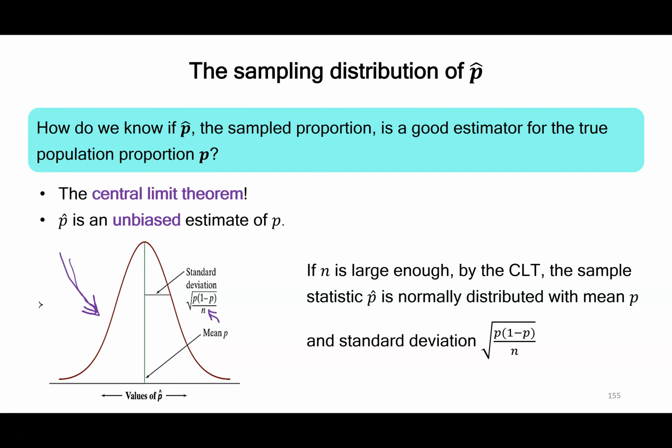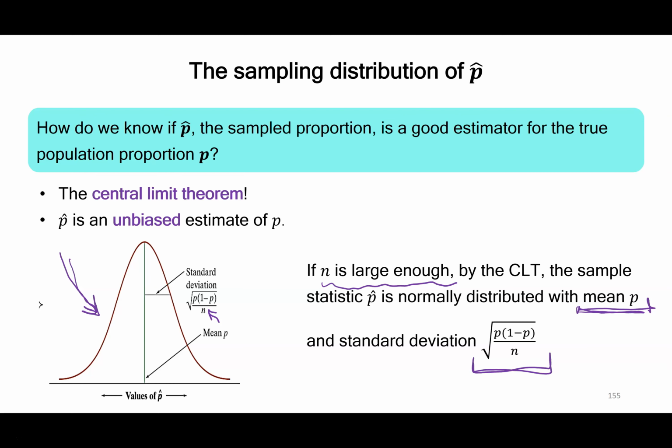So if n is large enough, and we are going to have to talk about what we mean by it, it's a little bit different than it was before. The sampling distribution of the sample statistic p hat, we know it's going to be normally distributed. We know it's going to have a mean or a center of p, which usually is exactly what we want to estimate or test, and a standard deviation here.